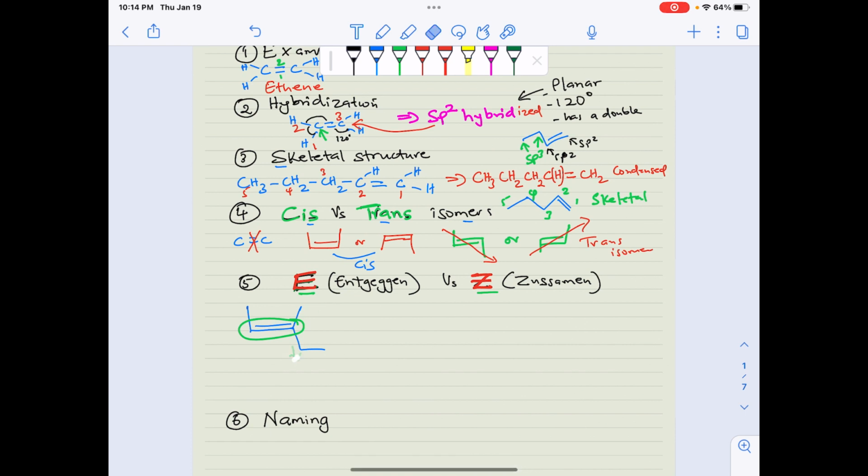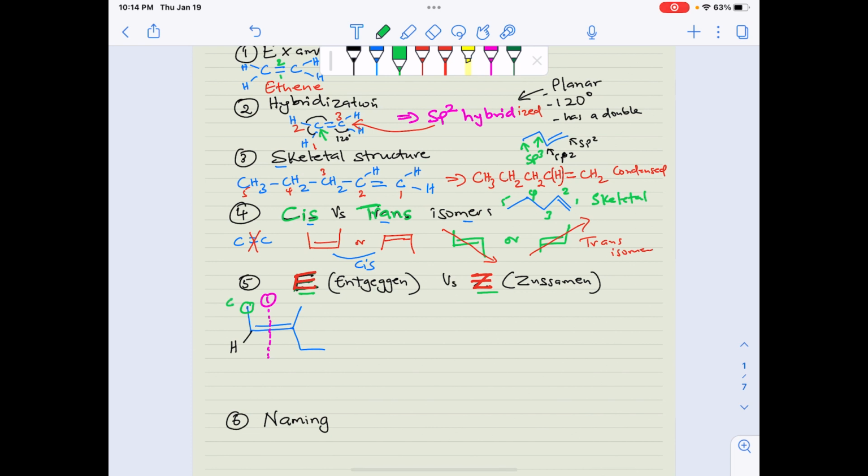So E and Z is used when you cannot use cis and trans. Just before we continue, this carbon here has a hydrogen. It's not shown. First of all, number 1, you have to divide the double bond like that. So you cut the double bond into 2, and then you focus on the left-hand side of the double bond. If you focus on the left-hand side of the double bond, this is a carbon.